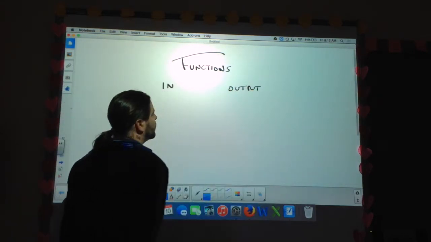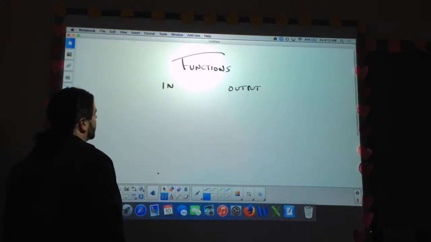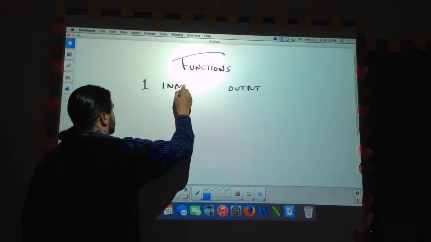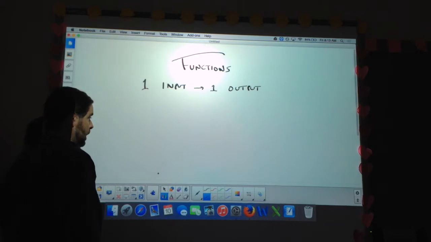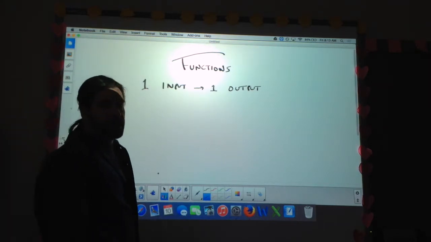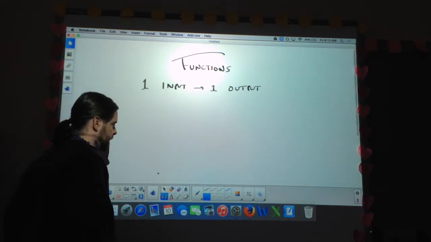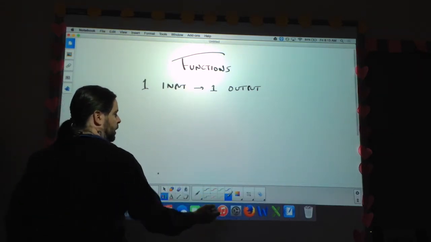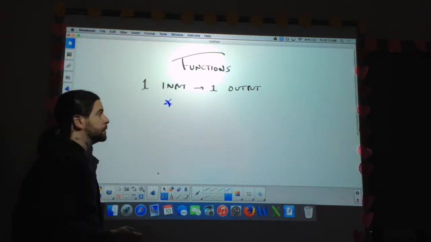And we know that an equation is a function if one input gives us one output. And we should know that sine, cosine, and tangent are functions. The reason they're functions is because the input for a trig definition is an angle, and the output is a ratio.